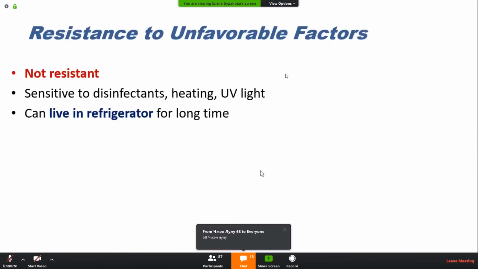As for resistance to unfavorable conditions, I can say that they're not resistant. They can be killed by many disinfectants, antibiotics, by heating, autoclaving, ultraviolet light. So they do not live outside the body for a long time. But they can live for a long time in the refrigerator, in the frozen food, in environments.